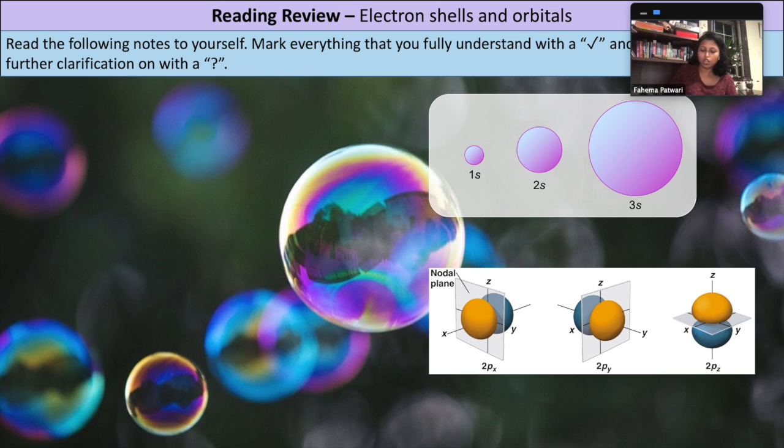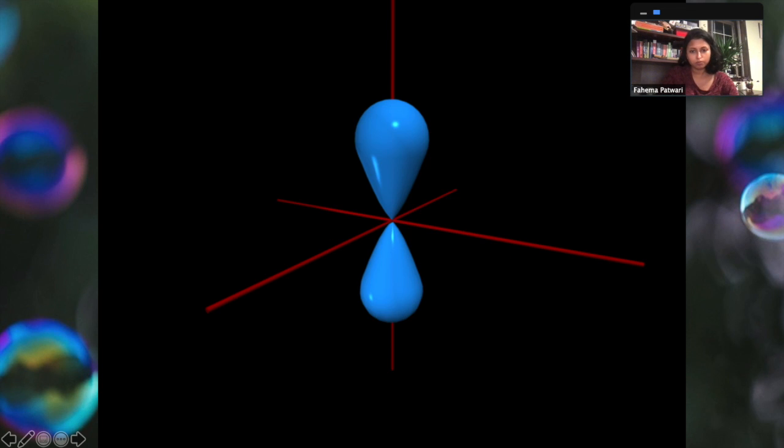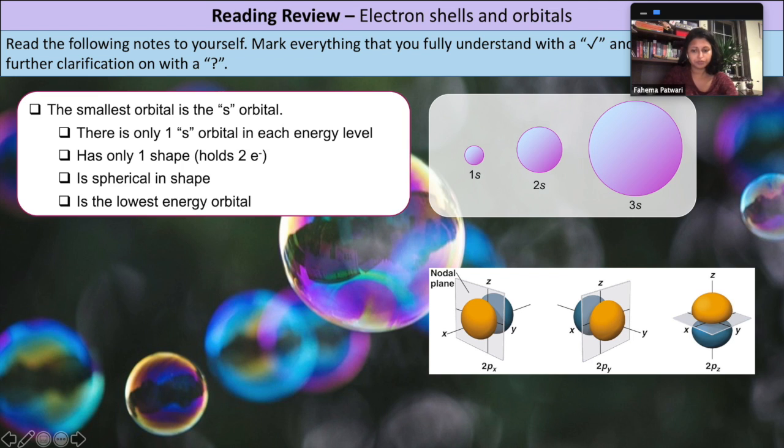So here, we get to see a little visual of what orbitals look like. The smallest orbital is the s orbital. S for sphere. All right, so basically, an electron in the s orbital is moving around in here. It's confined to the space. Every once in a while, it might step out, right? But mostly, 90% of the time, it's in this space, in this circularly shaped space.